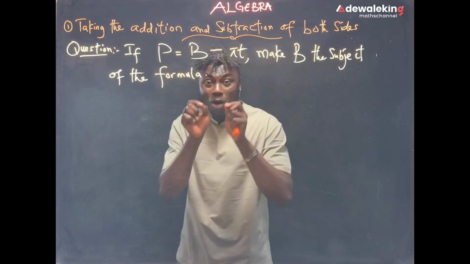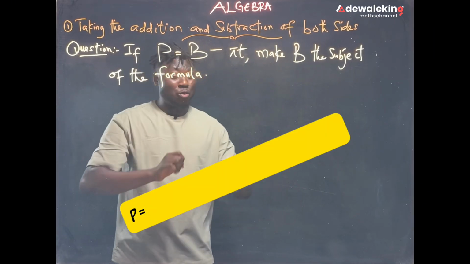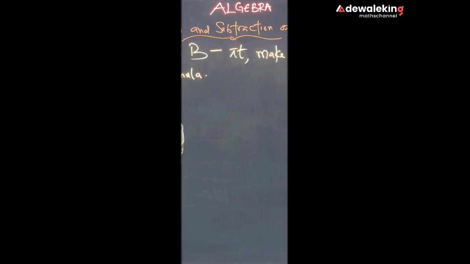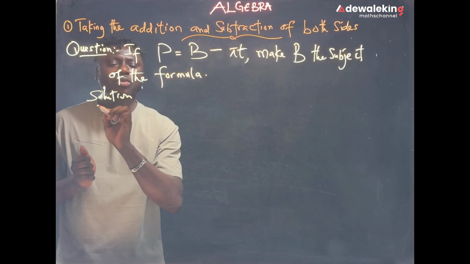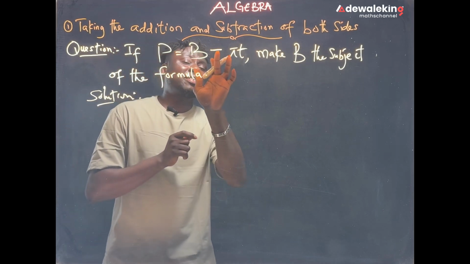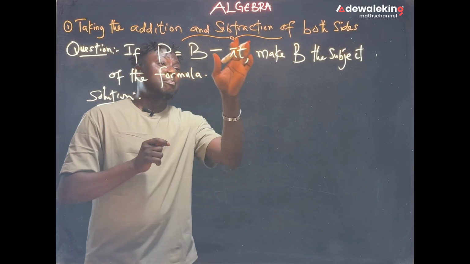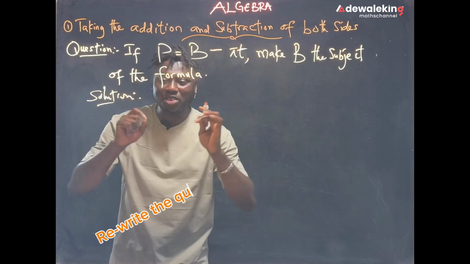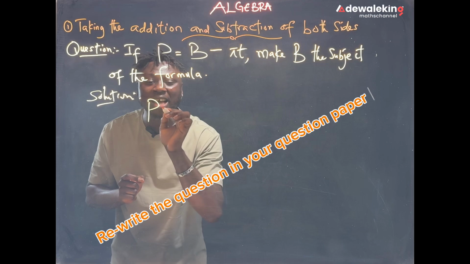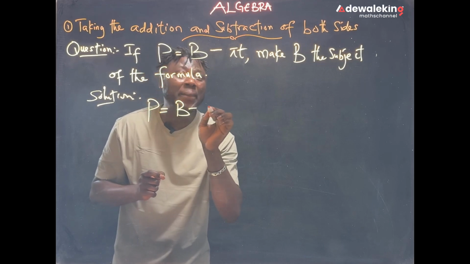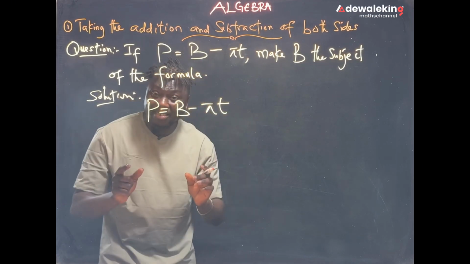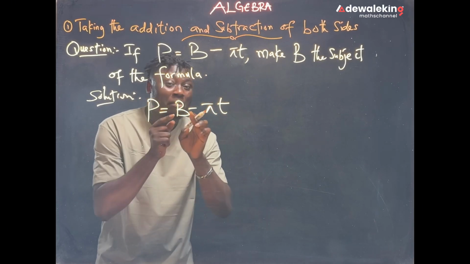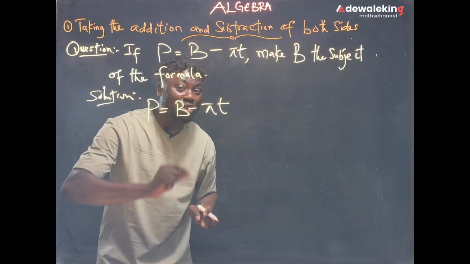What if the question is presented this way and we have to make B the subject of the formula? Check this out. So we say solution. So this is a negative sign. It means the pi t is now negative. So the first thing we do is to rewrite the question in your question paper as P is equal to B minus pi t. So the next step is to eliminate everything around this B because we want to make B the subject of the formula.